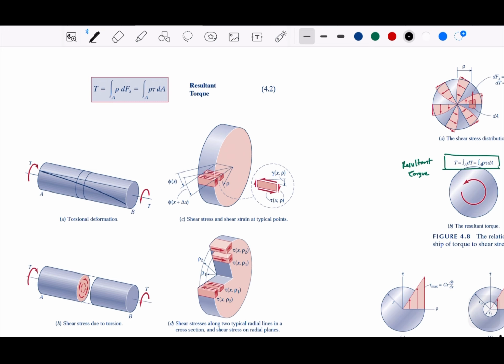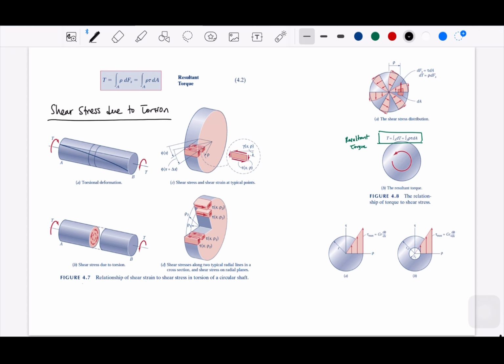This is shear stress. Let me make the title: shear stress due to torsion. I forgot to mention the title. So after we know the shear strain and the shear stress, now we connect strain and stress. The first thing is we are going to assume linear elastic, which means we are going to see the modulus of elasticity. In the previous chapters 2 and 3 on axial forces, we focused on E, right? And now we focus on G, the shear modulus.